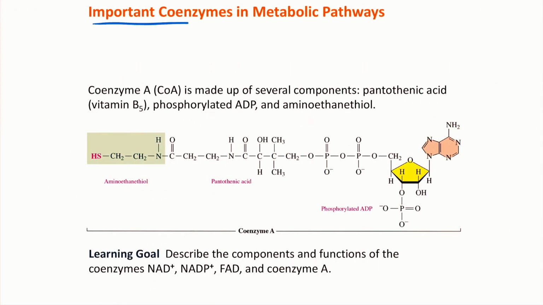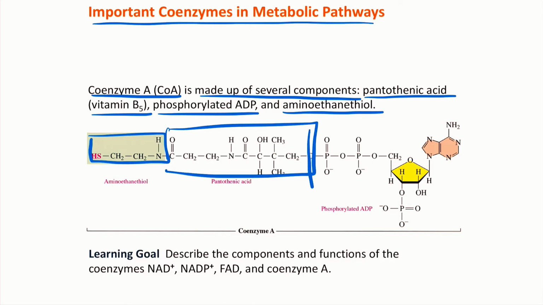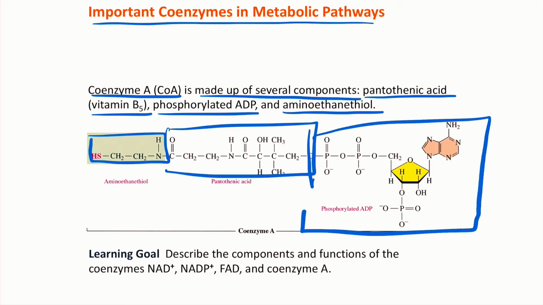Next, let's talk about the important coenzymes in the metabolic pathways. One of the first coenzymes is coenzyme A, or CoA. It's made up of several components. The first of them is pantothenic acid, which is vitamin B5. You have phosphorylated ADP, and you have aminoethane thiol. This entire molecule is called coenzyme A.